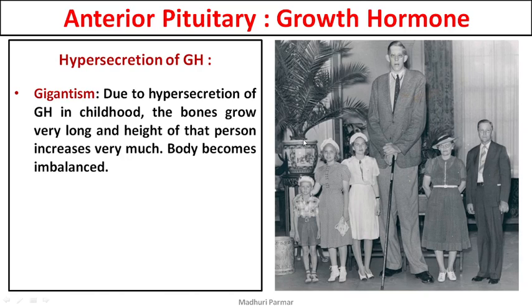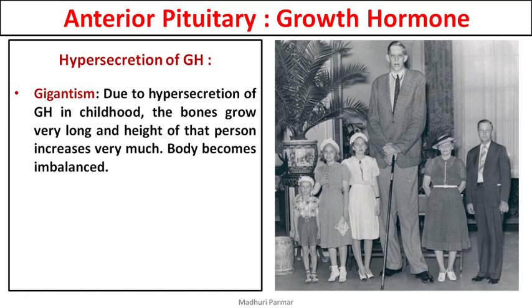The bones grow very long, the height of that person increases very much, and the body becomes imbalanced. Because of these long bones and increased height, the muscles and everything else cannot support this height. So this person normally has some back issues, neck issues. As you can see here, this person is carrying a walking stick because they have some balance issues. Fine. So gigantism takes place when growth hormone is in excess during childhood.